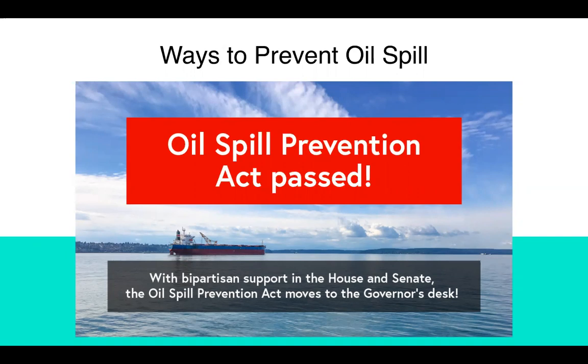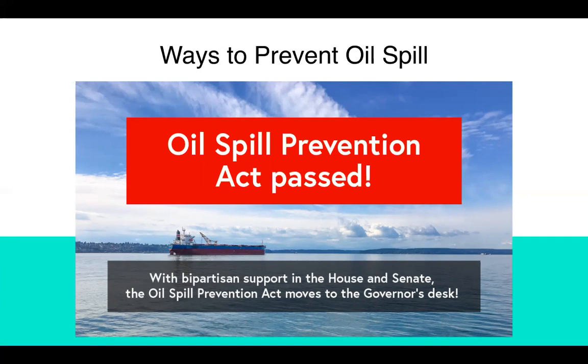And after it's spilled, they should use dispersants to prevent marine animals and people from getting affected, because dispersants break up the oil slick into small droplets, and it dilutes throughout the ocean water.